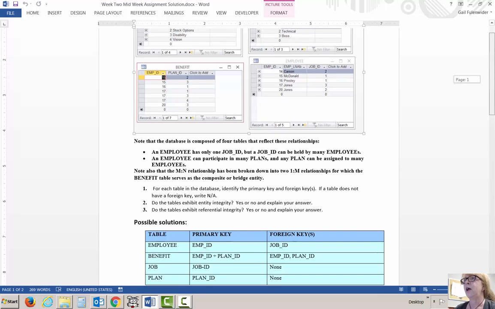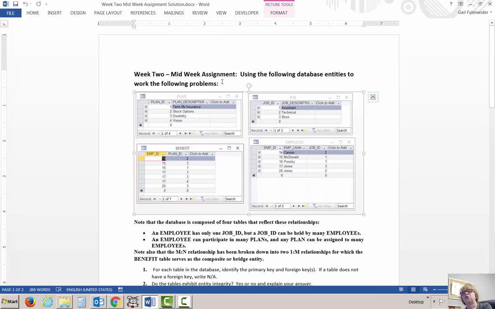Okay, let's look at some of the possible solutions to the midweek assignment for week 2. Notice we have 4 entities. One of the things we needed to identify after reading the rules was the primary keys and the foreign keys. It's not difficult to identify the primary key in plan because the only unique one is plan ID. For job, job ID.